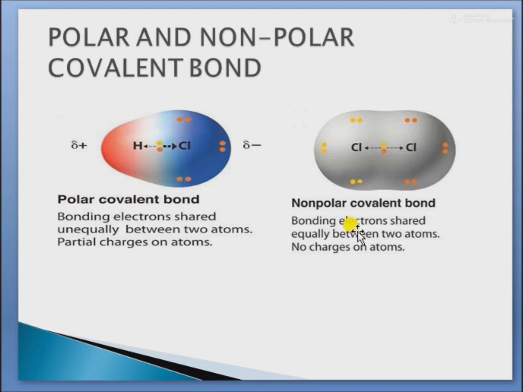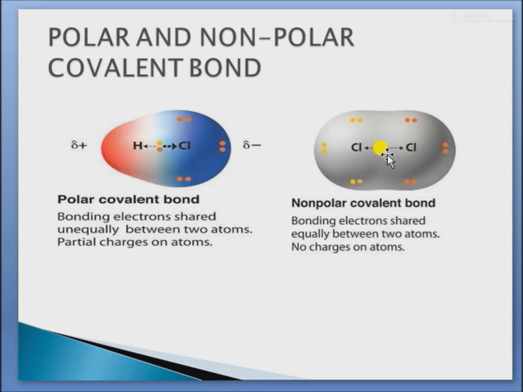And next is the non-polar covalent bond. In case of polar covalent bond, there is an electronegativity difference between the atoms. That's why they acquire partial charges. But in case of non-polar covalent bond, the atoms have the same electronegativity. It means bonding electrons are shared equally between two atoms and they do not acquire any charge. It means electrons are equally shared between the two atoms.